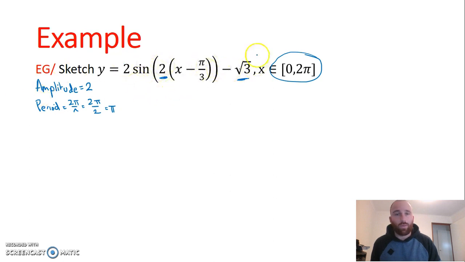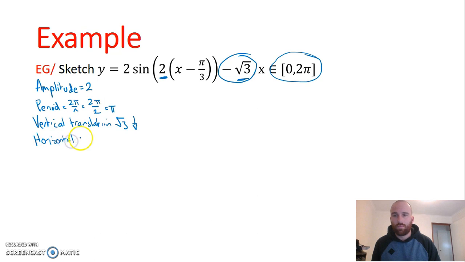What else do we have? We've got our vertical translation, square root 3 down, because it's a negative. And we've also got a horizontal translation, which will be pi over 3 to the right. Notice that we've already taken 2 as a common factor out, so we don't need to do that. The question's been nice too.